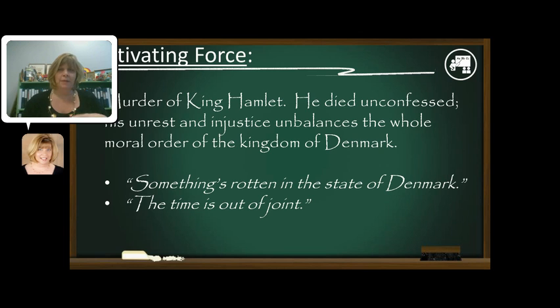And this is where we get the line, "Something's rotten in the state of Denmark," "The time is out of joint." The fact that the old king has been murdered and is not at rest because he died without having a chance to confess his sins, and that Hamlet's job is to revenge his father and thereby restore justice to the kingdom. And this is what makes all of the rest of the play begin to happen.